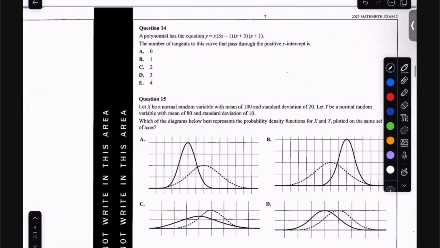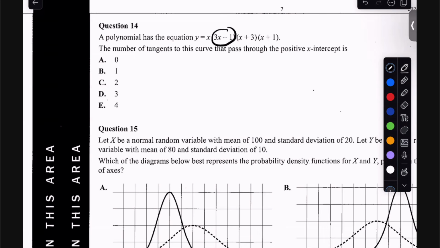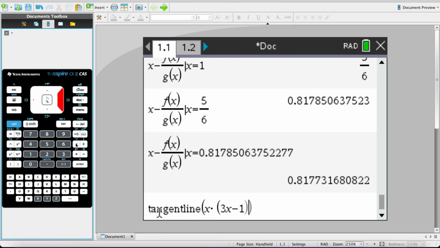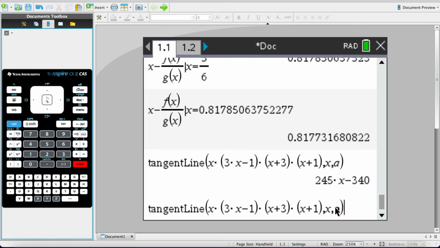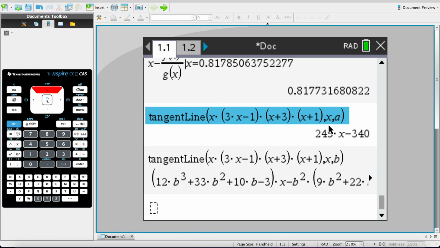The polynomial has that equation. The question asks for the number of tangents to the curve that pass through the positive x-intercept. So the positive x-intercept is 1/3. How many tangents pass through the x-intercept? What we can do is a tangent line. We have x times 3x minus 1 times x plus 3 times x plus 1, and do it at any value, comma x comma a. I've got a defined as a slider, sorry, I'll just do b. Okay, so that's the equation of the tangent at any point.